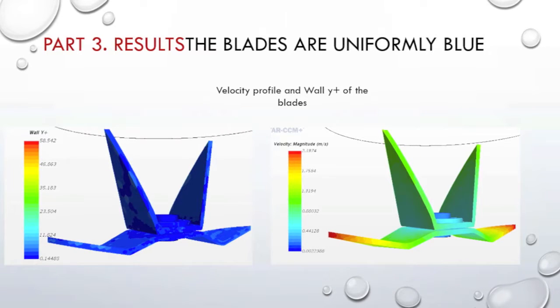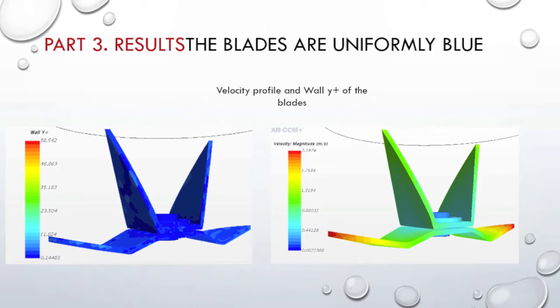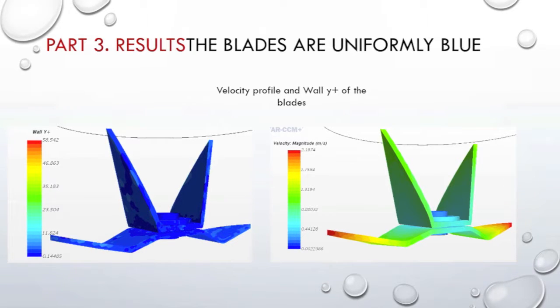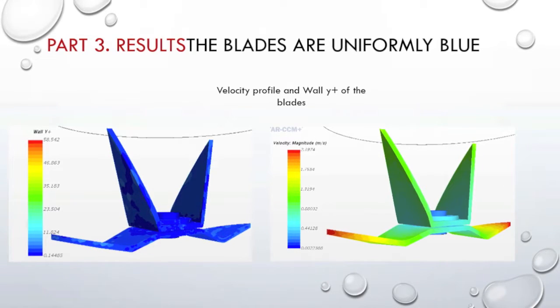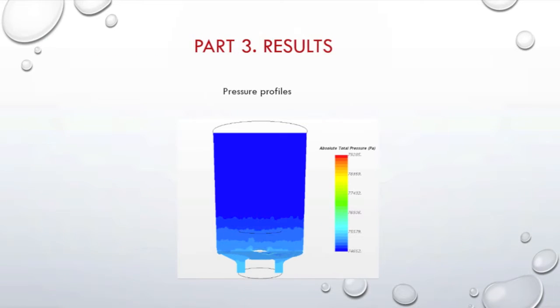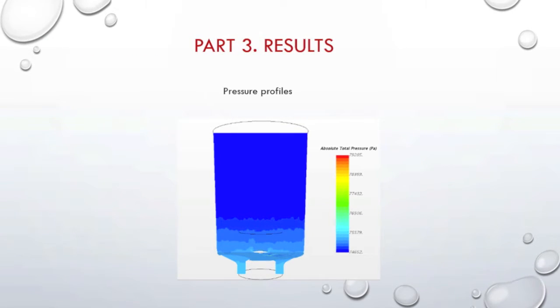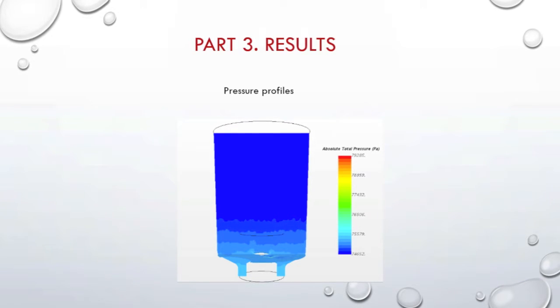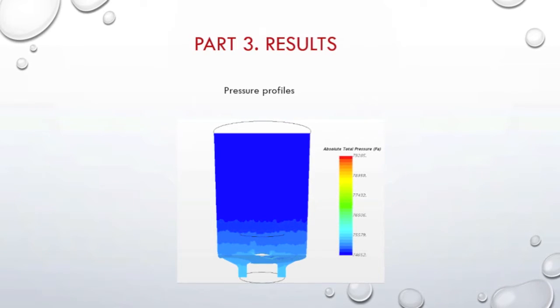Also, analyzing the wall y+, the blades are uniformly blue, which means that the fluid is governed by the viscous effect with negligible inertial forces. The pressure profile was expected because it reflects the reference pressure at the top of the blender and how the values of the pressure increase according to the increment of the liquid.